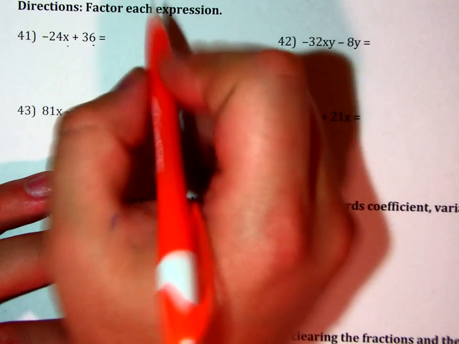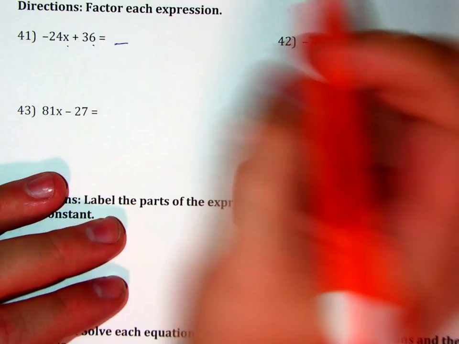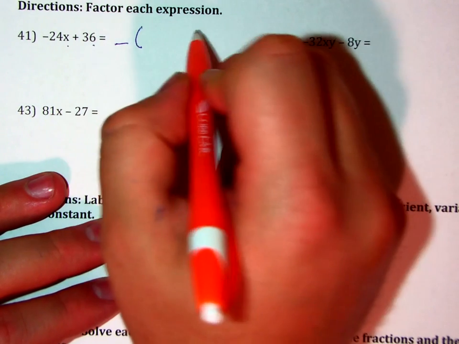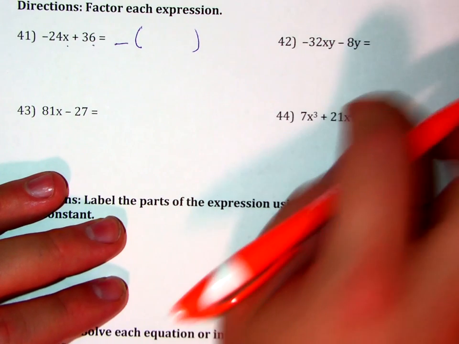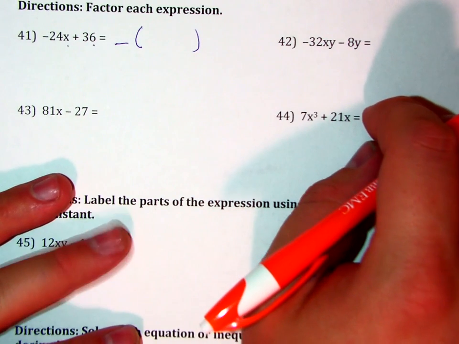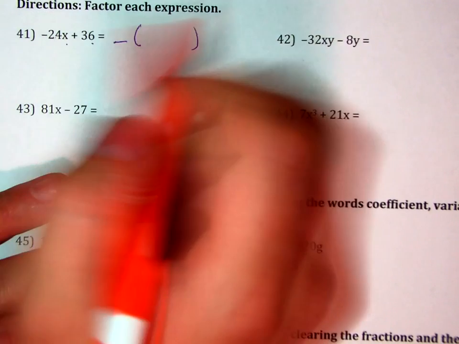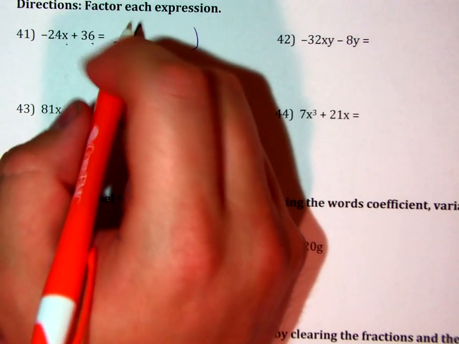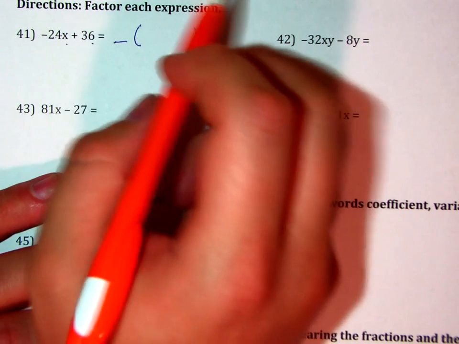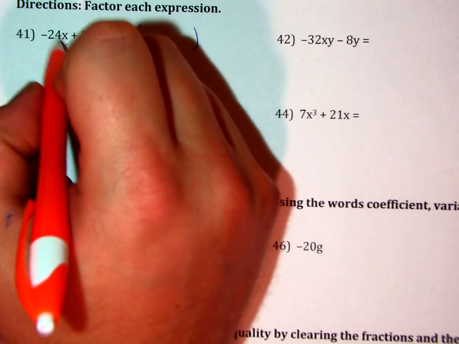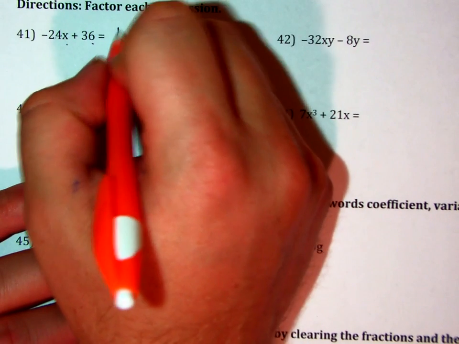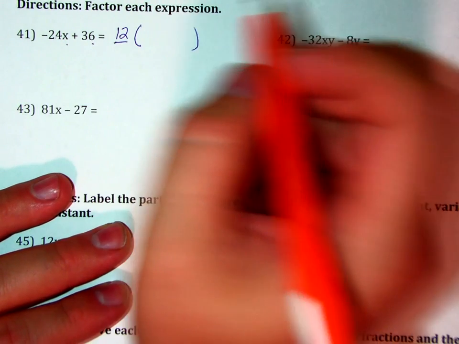And we had a step for setting this up. We wanted a number outside of parentheses, open parentheses, close parentheses, and then whatever expression needs to go inside. So now I need to find my GCF, greatest common factor, for these two terms. In this case, it looks like it would be 12. So I would put a 12 outside here.